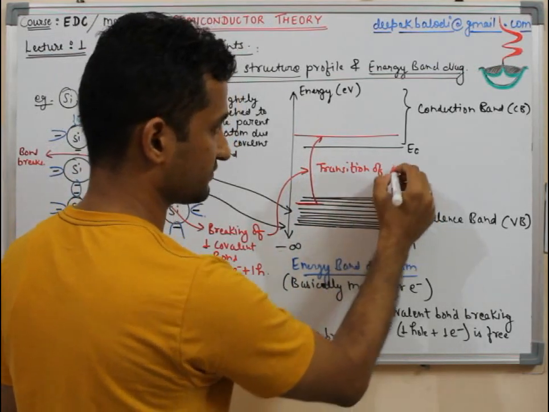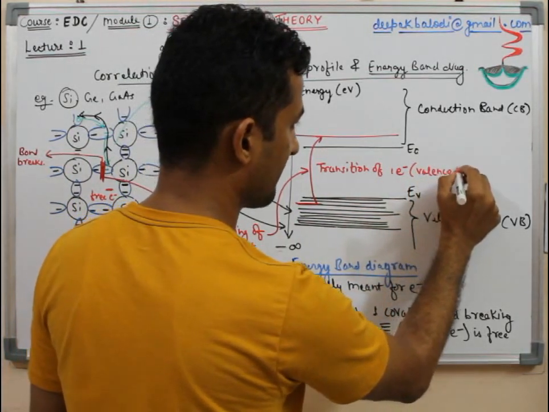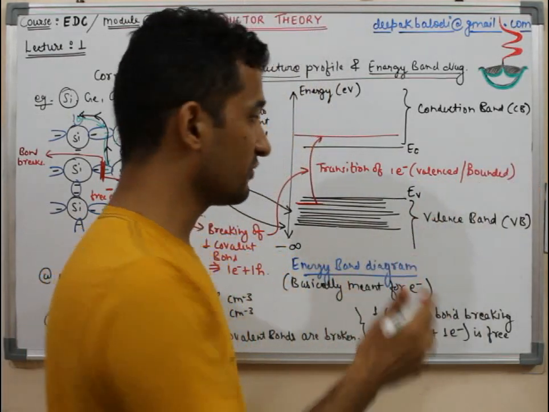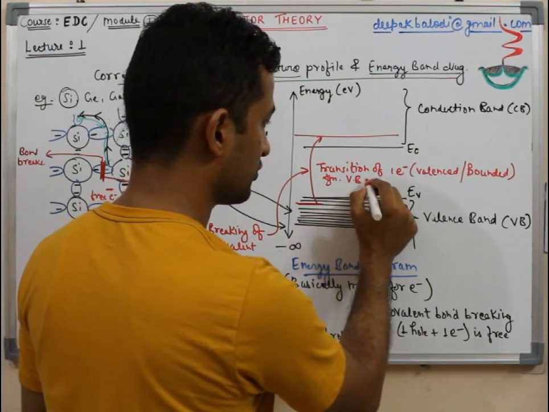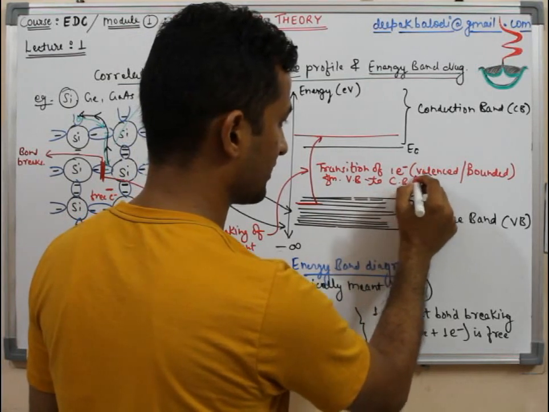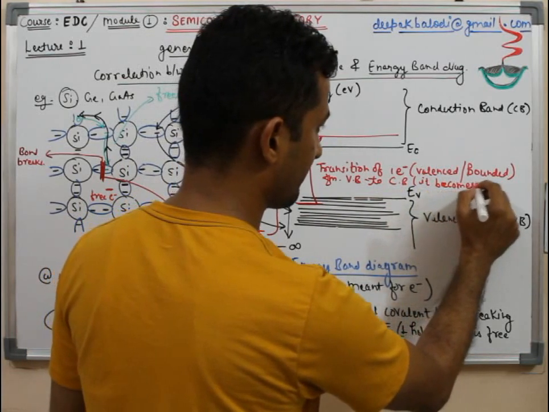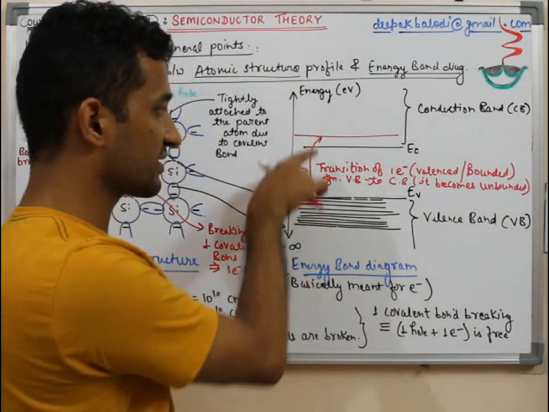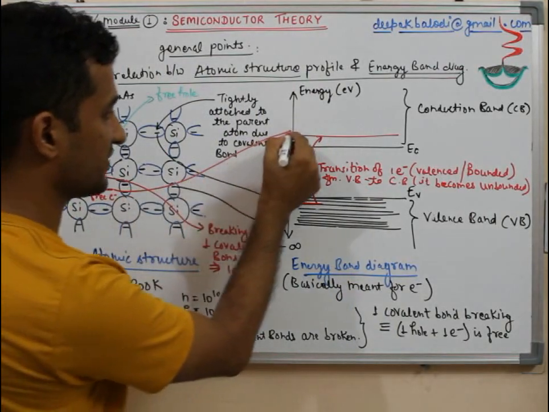Transition of one electron which is valence, we call it bounded, which is not free to move. One electron from the valence band to the conduction band, so it becomes unbounded. As soon as it comes here, or as soon as it becomes free, its energy is represented by this level.